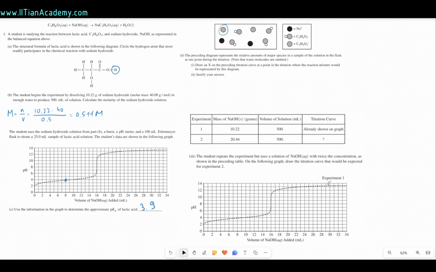We know that this was at 8 milliliters, and so we have to draw an X, let's say, over here. We need to justify our answer, and well, we can say that more acid particles are present.